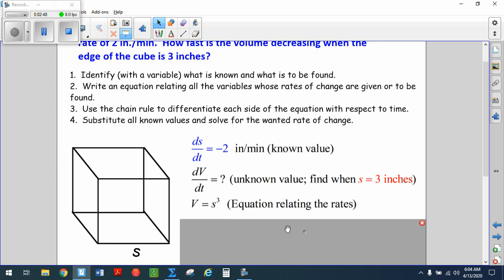So now I'm going to take the derivative of both sides of the equation using the chain rule. The left side, V, there's nothing there. V is just a function of time. But then s is an implicit function. So s is some function of time, but we don't see the t.